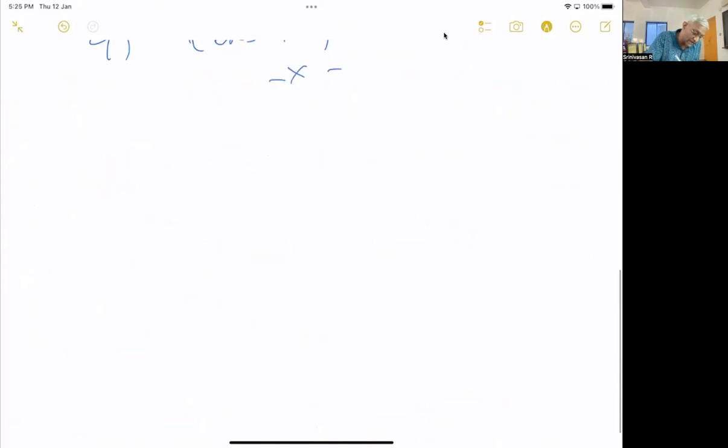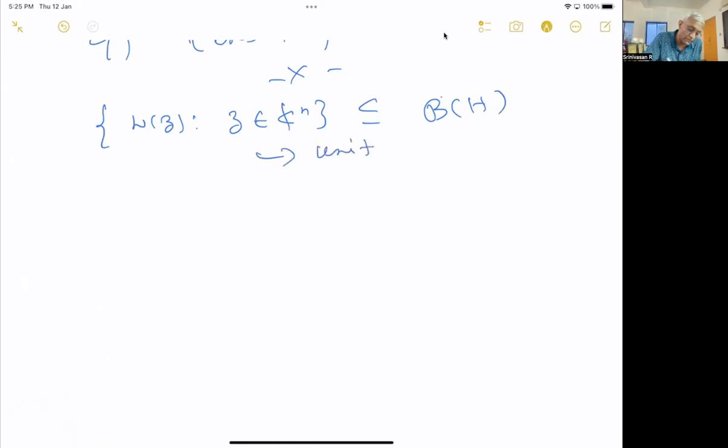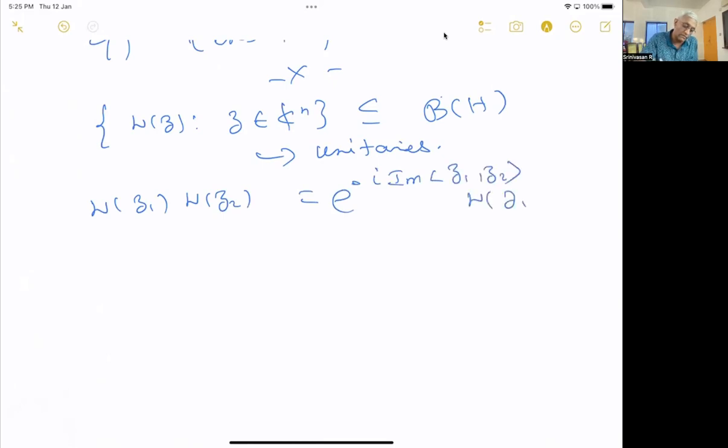So we have this Weyl representation. We have this W(z), z in Cn. I'm just recalling what we did last time. This is contained in B(H), where H is L2 of R, which is also the same as Γ(Cn). These are all unitaries, and they satisfy this Weyl commutation relation. That is W(z1) W(z2) is equal to e to the power of, this is a number, i times the imaginary part of the inner product of z1 and z2, times W(z1 plus z2).